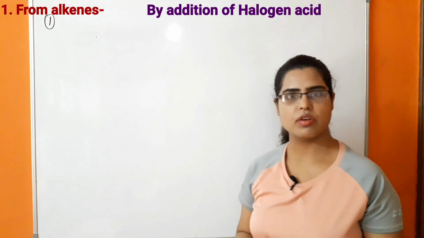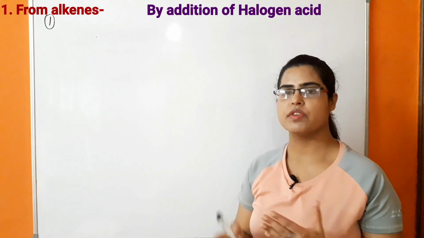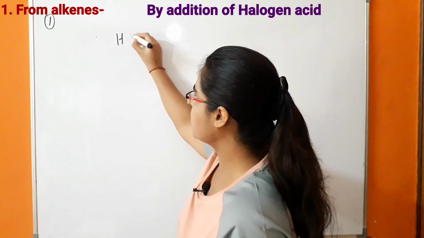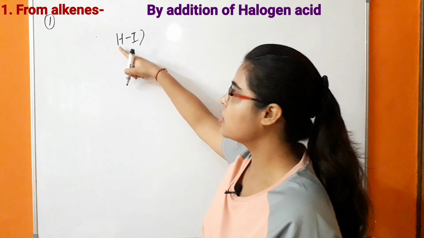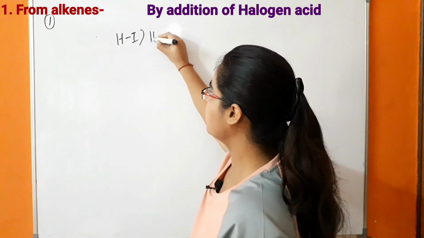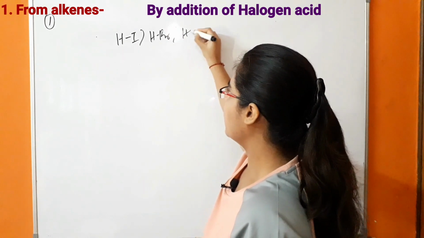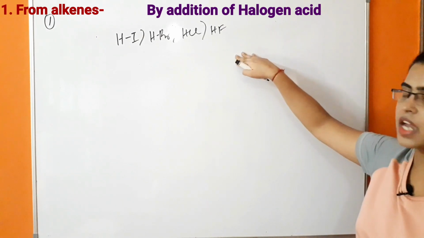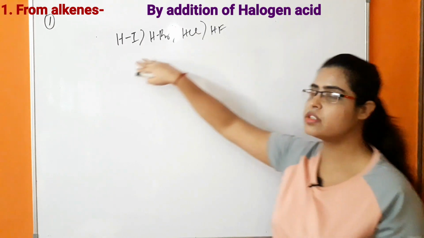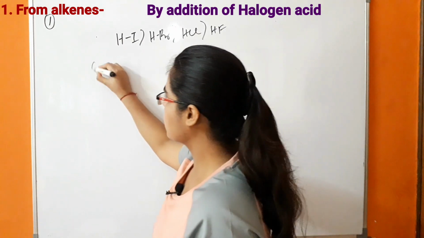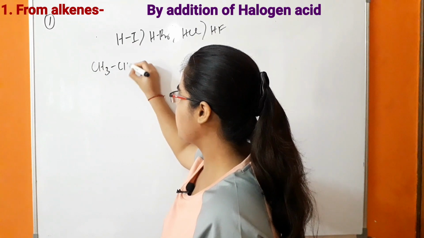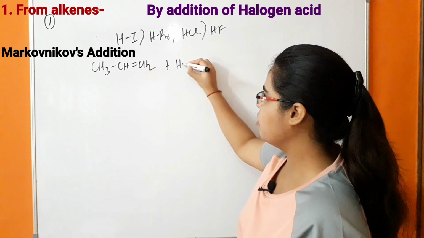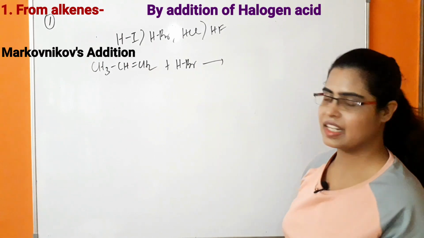So let's start the preparation of haloalkanes from hydrocarbon. First is addition of halogen acid to alkene. First of all, what is the order of reactivity of halogen acids? The order of reactivity is: most reactive is HI, then HBr, HCl, and least is HF. This is the order of reactivity of halogen acids towards alkenes. Further, if we take an unsymmetrical alkene in the presence of a halogen acid, for example HBr.